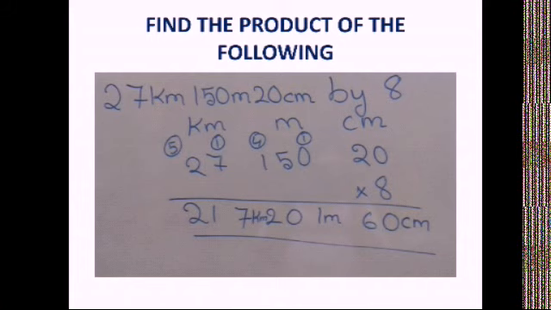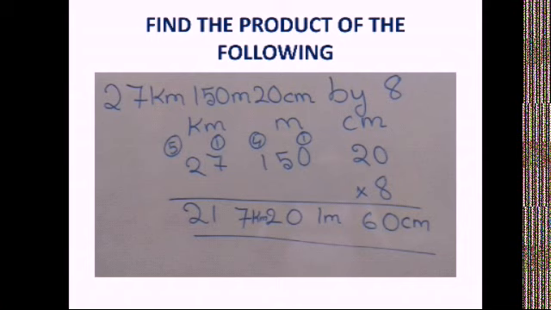So 8 zeros are 0, 8 2s are 16, 6 will come down, 1 will go as a carry. So 60, then 8 zeros are 0 plus 1, 1 will come down, 8 5s are 40, 0 will come down, 4 will go as a carry, 8 1s are 8 plus 4 is 12, 2 will come down, 1 will go as a carry, 8 7s are 56 plus 1 is 57, 7 will come down, 5 will go as a carry, 8 2s are 16, 16 plus 5 is 21.